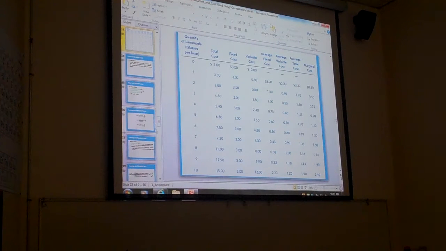All right, now back to these here. This is kind of where we left off. Tell me about average fixed cost. What does it do and why? It falls very fast at first and continues to fall, but at a decreasing rate. Why?